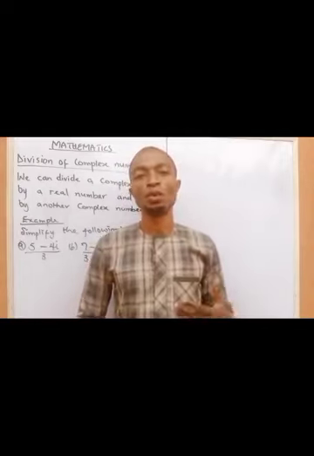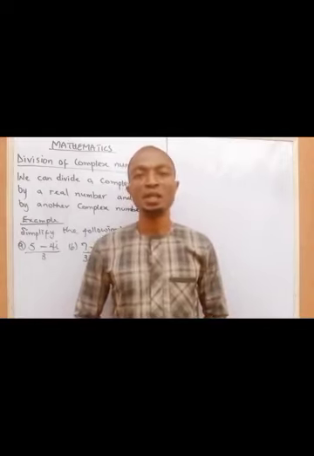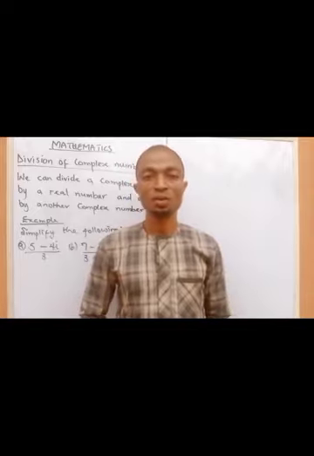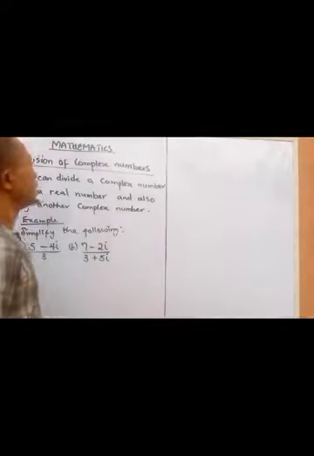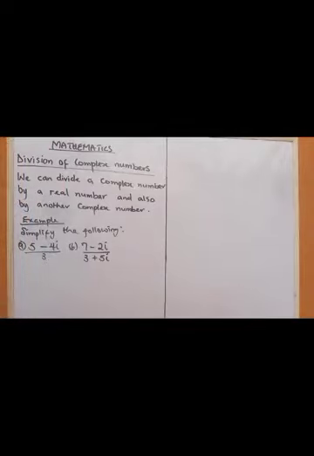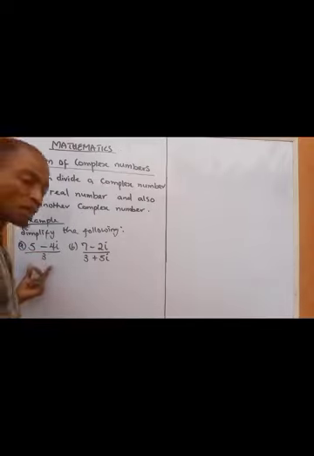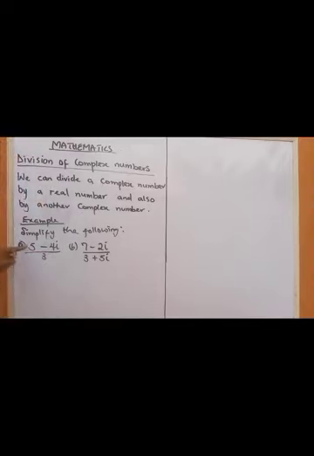Today we will be dealing with how to divide complex numbers. Division of complex numbers. We can divide a complex number by a real number and also by another complex number. Let's look at this: (5 minus 4i) over 3. This 3 is a real number, not a complex number, but the numerator here is a complex number. So we can divide a complex number by a real number.